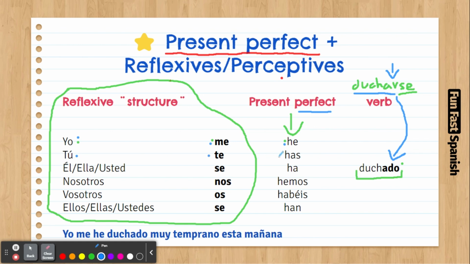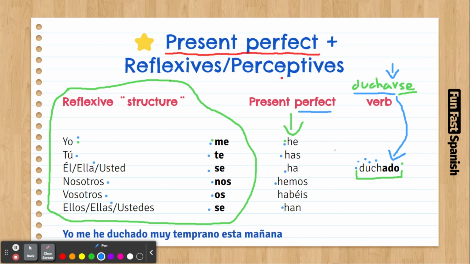Tú te has duchado. She has taken a shower. Ella se ha duchado. Nosotros nos hemos duchado. We have taken a shower. Vosotros os habéis duchado. Like you guys have taken a shower. Ellas se han duchado. Like they have taken a shower. So, yeah, and this is just an example with the verb ducharse, but there are many other reflexive verbs. So, that's how you do it.